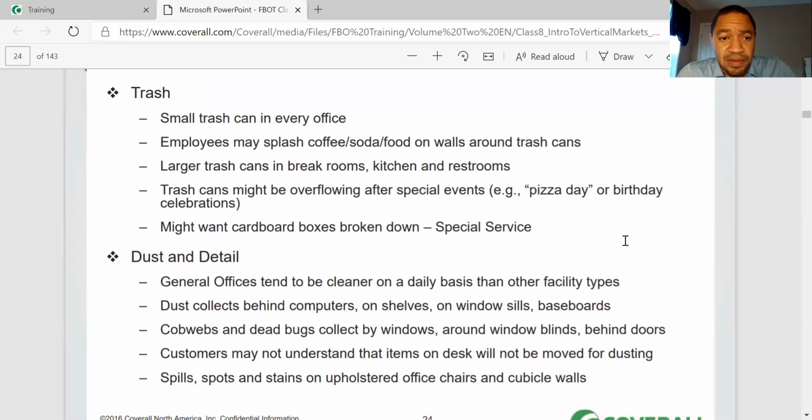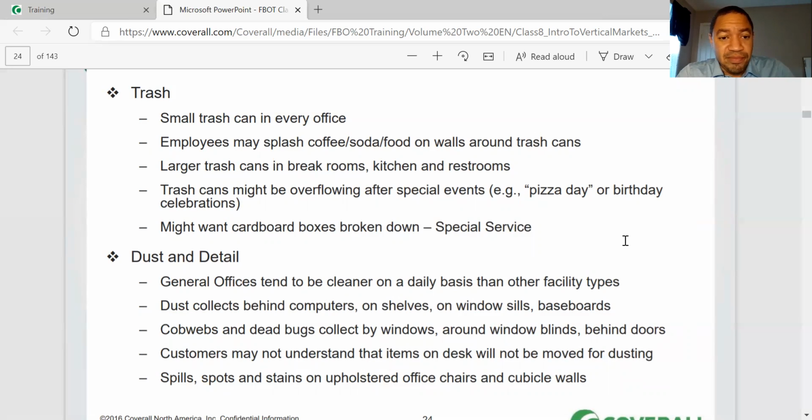Dust and details. A general office tends to be cleaner than other types of facilities on a day-to-day basis, but dust can develop behind the computers, on the shelves, on the window sills, the baseboards, typical dusty areas. Cobwebs and dead bugs still can collect behind the windows, around the blinds and behind the doors, and that's just a natural thing, because bugs are going to try to come into a building because it's cold and nasty outside. That's just one of those things. But if you see it, and they're dead bugs, they shouldn't be there 3, 4 weeks down the line.